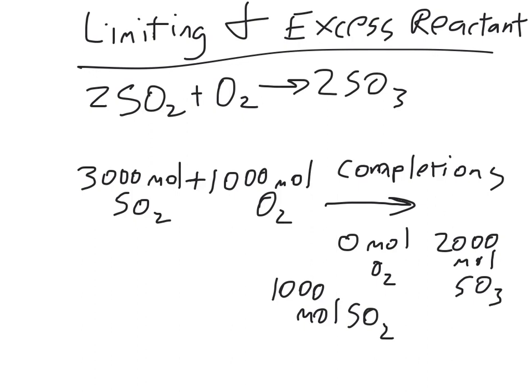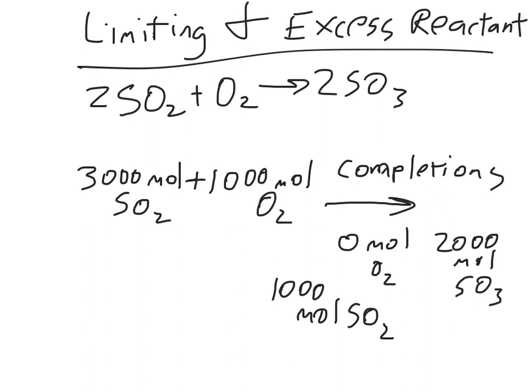And that's simply because you can look at here and say, okay, if I react all 1,000 moles of O2, I need 2,000 moles of SO2. And that's because of the stoichiometric ratio here. There's a 2 to 1 ratio. So if 1,000 moles of O2 react, I need 2,000 moles of SO2. But lo and behold, I have 3,000 moles. So I have an extra 1,000 moles of SO2.